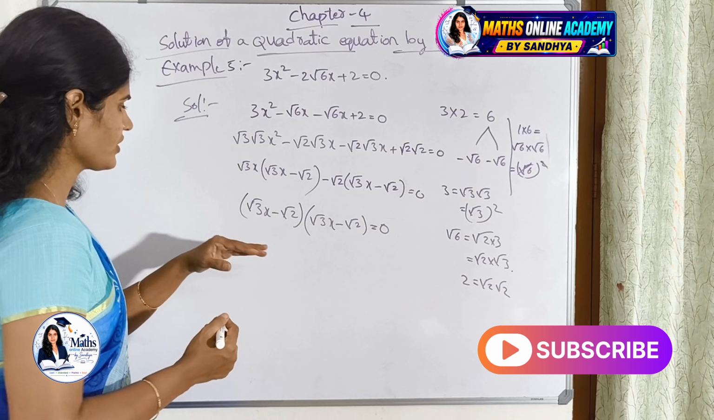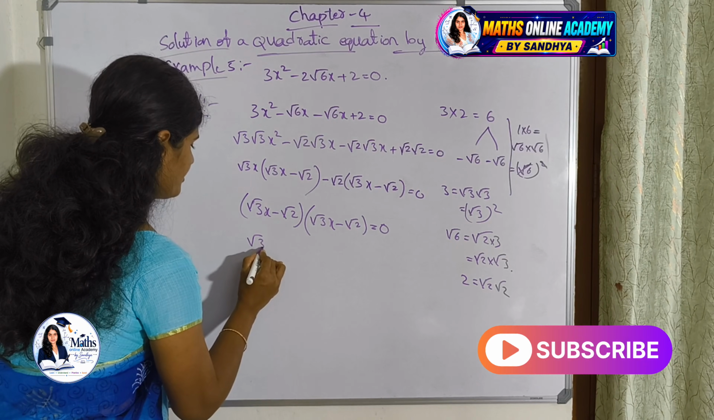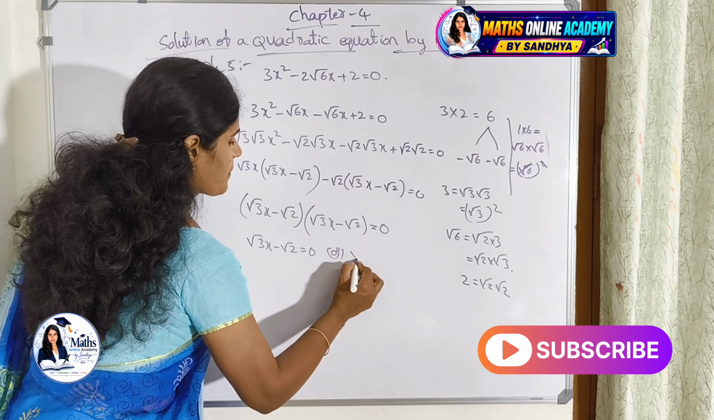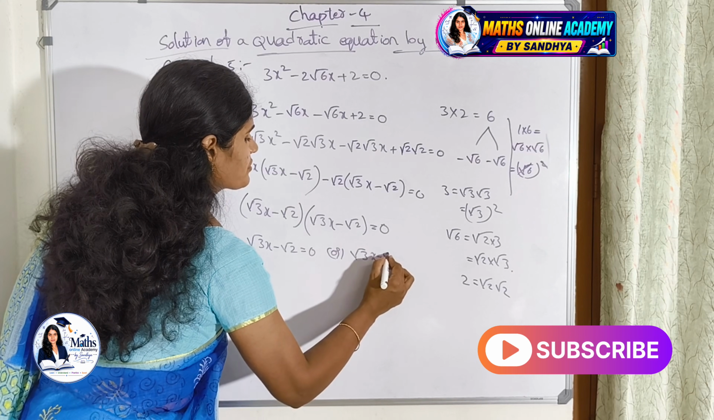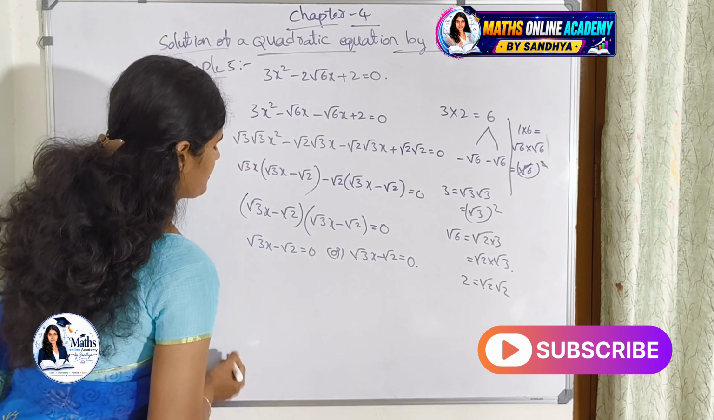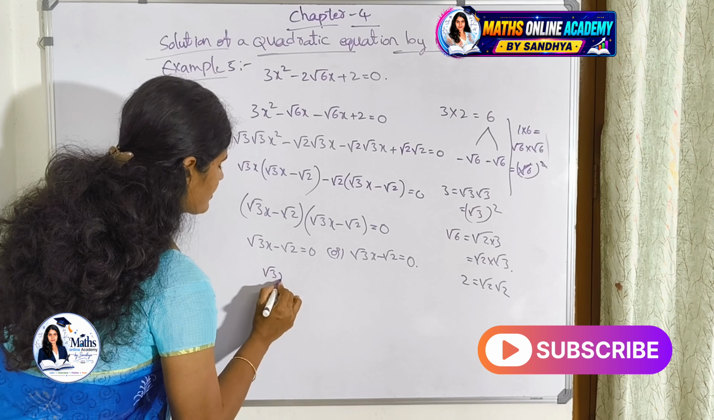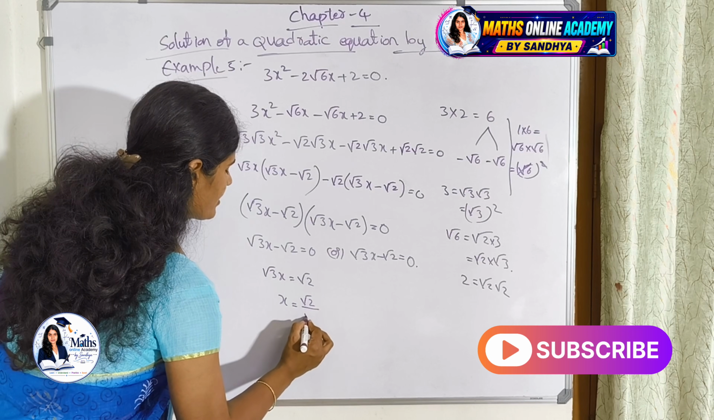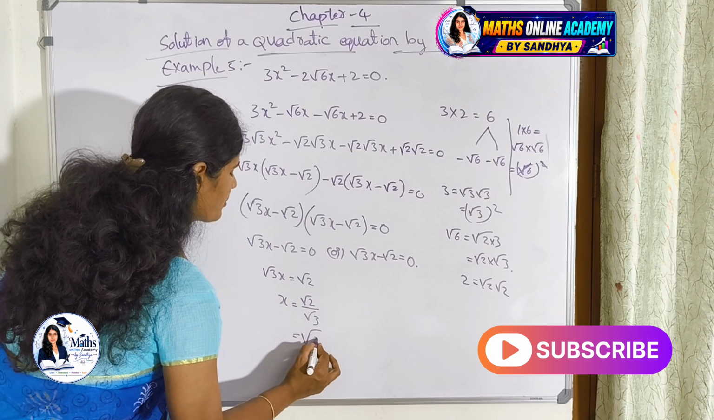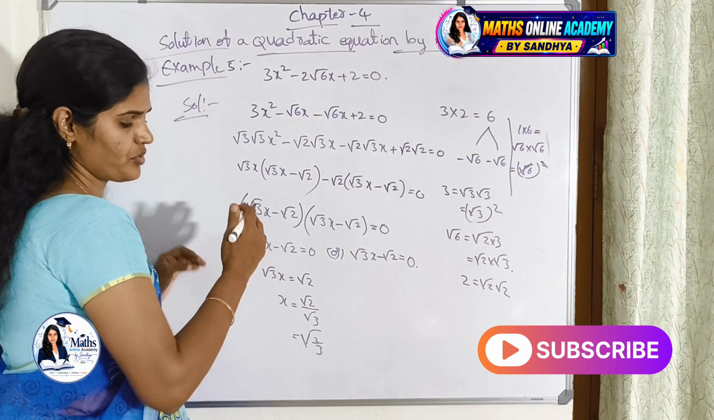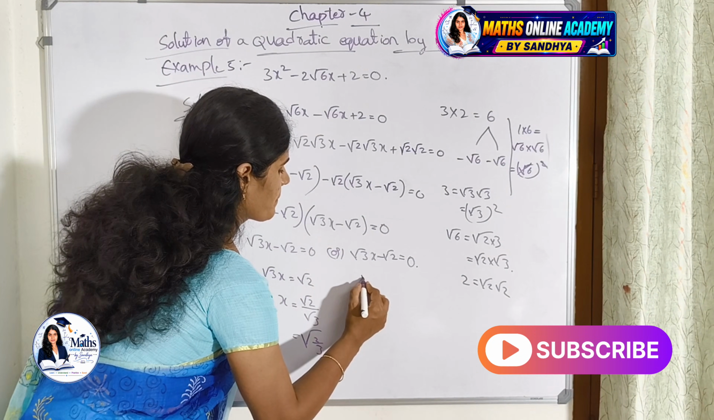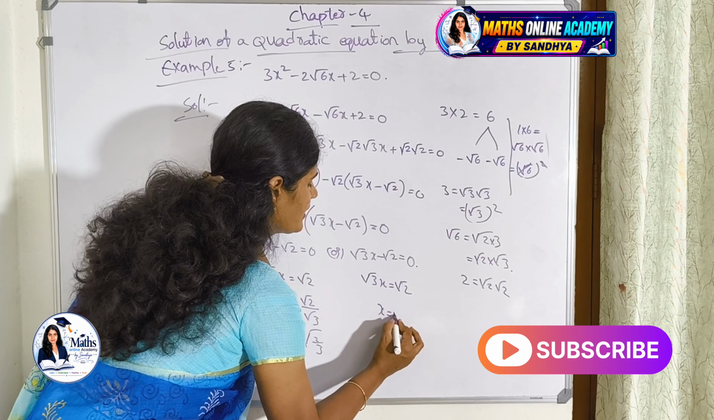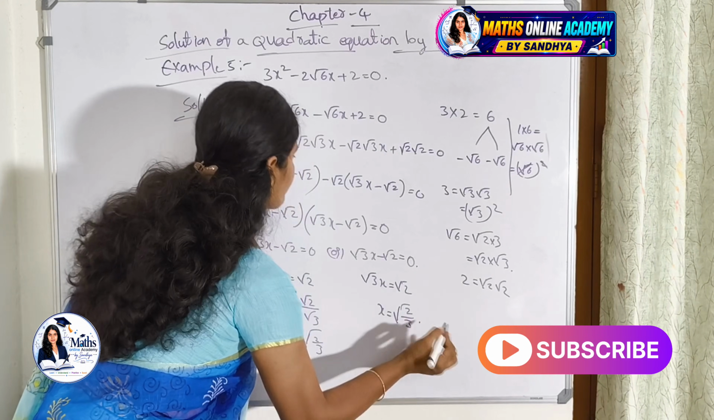Root 3x minus root 2 equal to 0, or root 3x minus root 2 equal to 0. So root 3x equal to root 2, and x equal to root 2 by root 3. You can write root of 2 by root 3. Here also the same, root 3 both are same. So x you can write as root of 2 by 3.